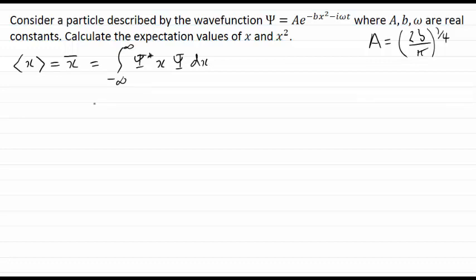And there's some steps in here that will look a lot similar to our normalization calculation that we've just done. So we should be able to pull out a factor of A squared out of this. You should be able to see that when I go from minus infinity to plus infinity in my integral here, the e to the i omega t and the e to the minus i omega t are going to cancel out, and I'm simply going to be left in here with x multiplied by e to the minus 2b x squared dx. So there's the integral that I need to do. Of course I can write A squared in terms of these other constants, but I'll just leave it like that for the time being.